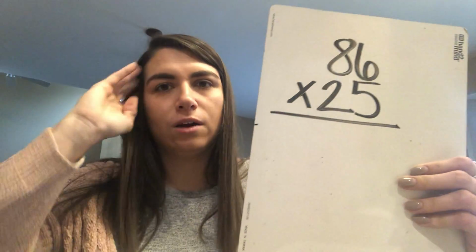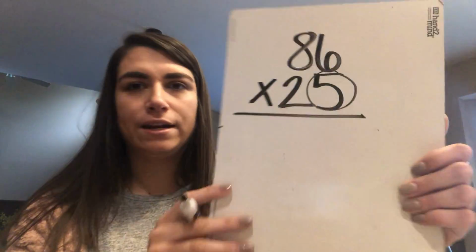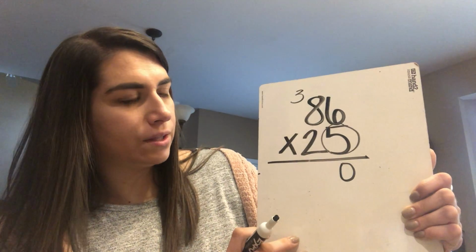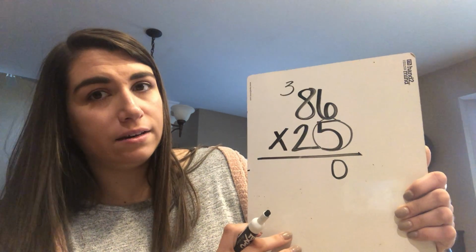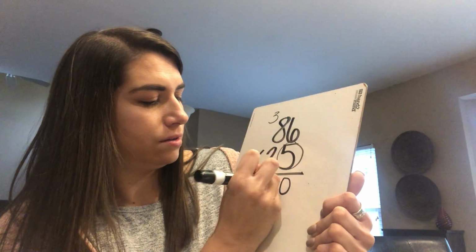All right, so I'm gonna start with the 5. So just like I did on the last one, I'm gonna circle it, so then I know that's what I'm working with first. So 5 times 6 is 30. I write my 0, carry my 3. 5 times 8 is 40, and then I added my 3, which is 43.